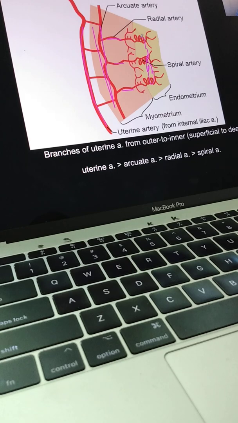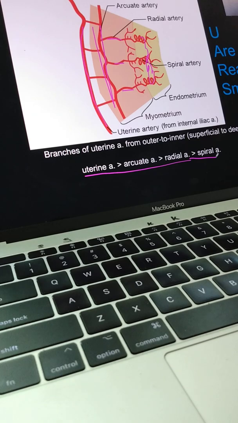It would be arcuate. I was trying to think of a way several years ago for my students on campus to remember this. And so I wrote on the board, from outer to inner, uterine arcuate radial spiral. And then I said, guys, you're going to remember this because you are really smart. And I thought, there's my mnemonic. I was kind of proud of myself. And one of them said, what about you are really stupid? And I said, well, whatever the S is, whatever you need to do.